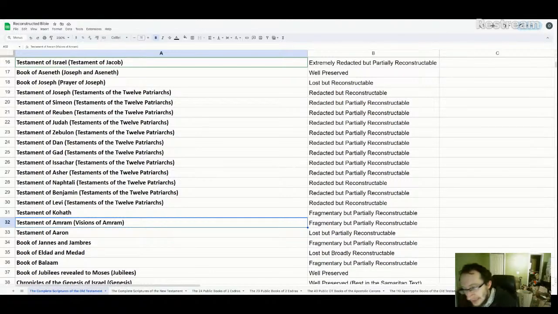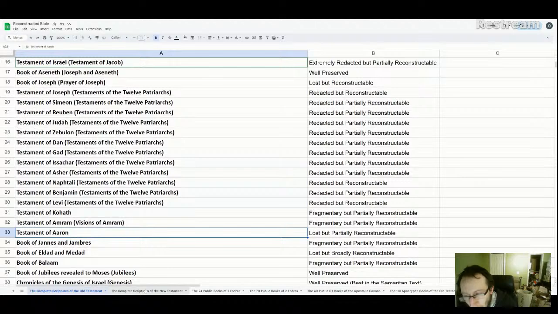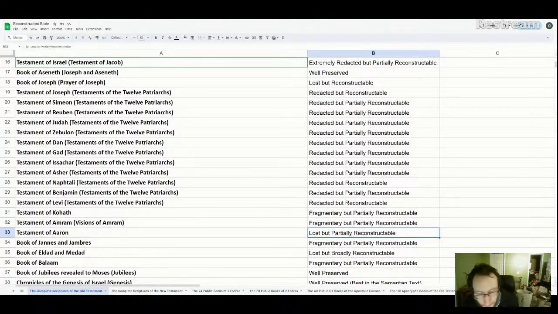And Aaron would have given his life account and would have given prophecies about his descendants as well. So I think we can partially reconstruct the Testament of Aaron using various things about Aaron from the Pentateuch, and using the style of the Testaments. But overall, there's not too much we can reconstruct more than what we already have in the scriptures. So Testament of Aaron is going to only be partially reconstructible.